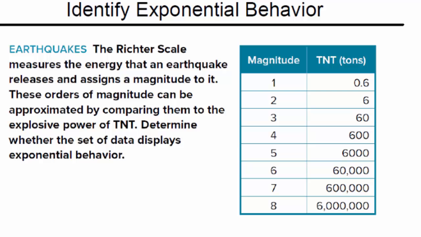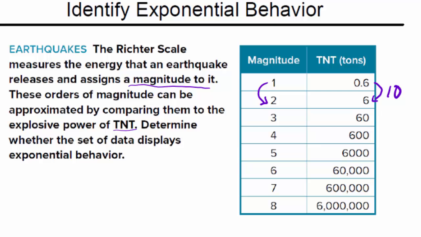All right, so how do we identify exponential behavior? We've got the Richter scale that measures the energy that an earthquake releases and assigns a magnitude to it. These orders of magnitude can be approximated by comparing them to the explosive power of TNT. Determine whether the set of data displays exponential behavior. So as the magnitude here goes up from 1 to 2, the amount of TNT increases from 0.6 to 6, which is a factor of 10. So it's going up by 10 times.